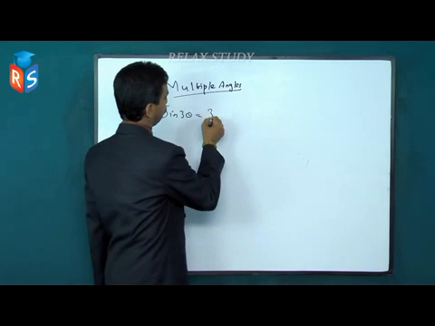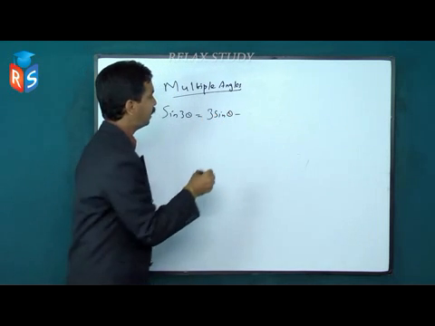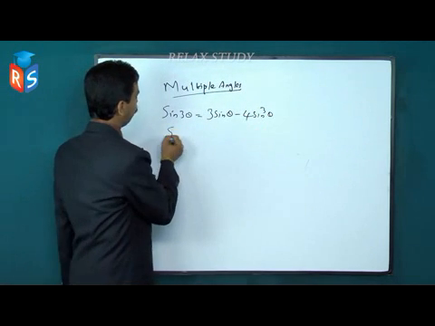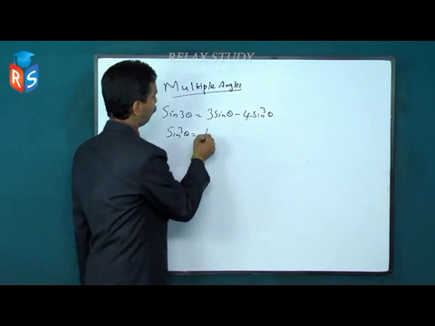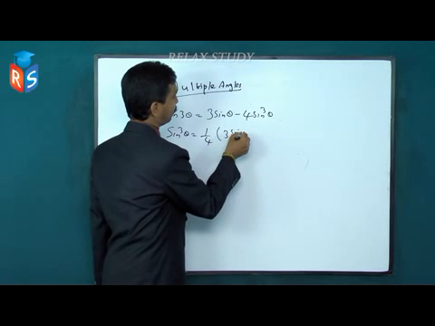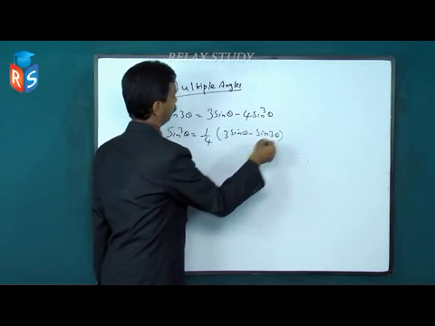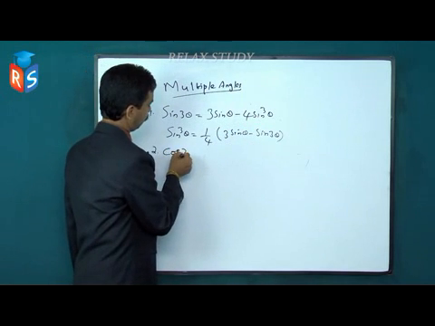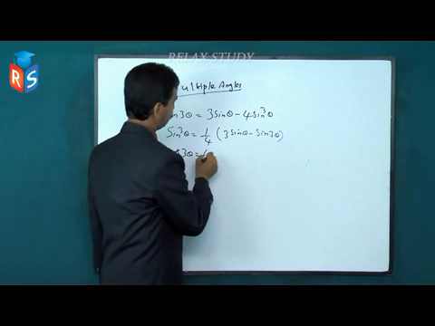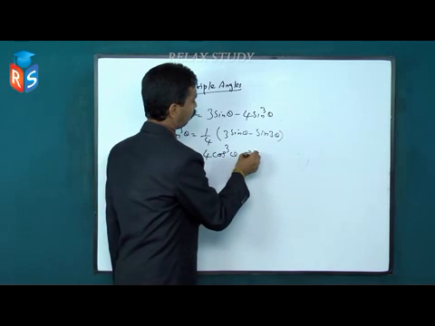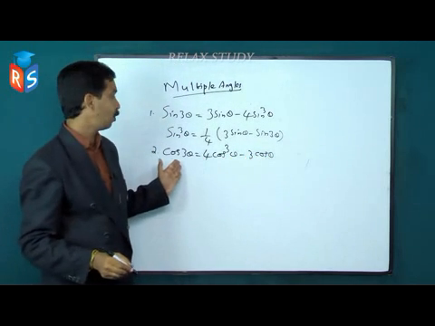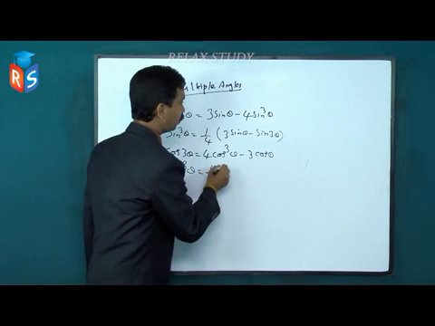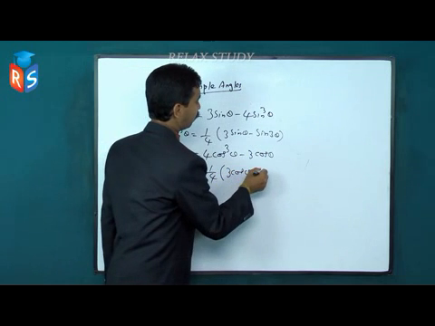Sin 3 theta equals 3 sin theta minus 4 sin cube theta. From this we get sin cube theta equals 1 by 4 into (3 sin theta minus sin 3 theta). Next one, cos 3 theta equals 4 cos cube theta minus 3 cos theta. From here also we get cos cube theta equals 1 by 4 into (3 cos theta plus cos 3 theta).